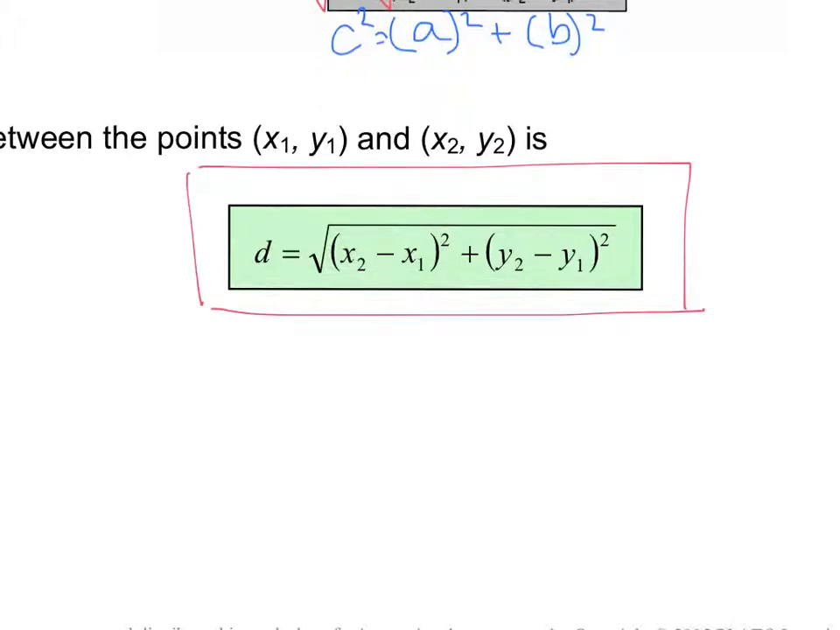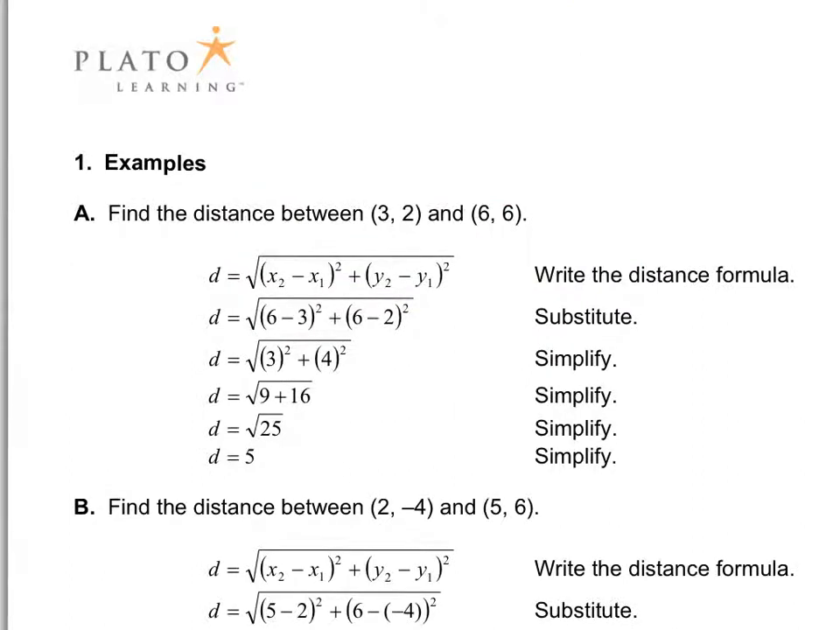So in the next example, we're going to look at how we can use the distance formula to help us figure out the distances between 2 points. Alright, here's our first example. Find the distance between (3, 2) and (6, 6).